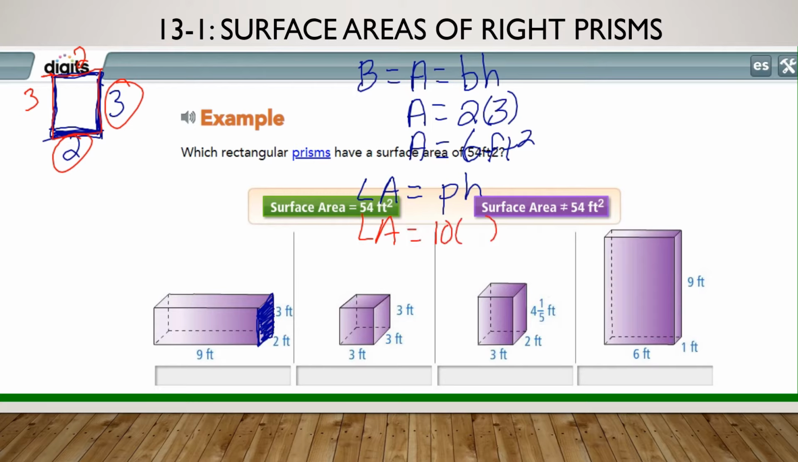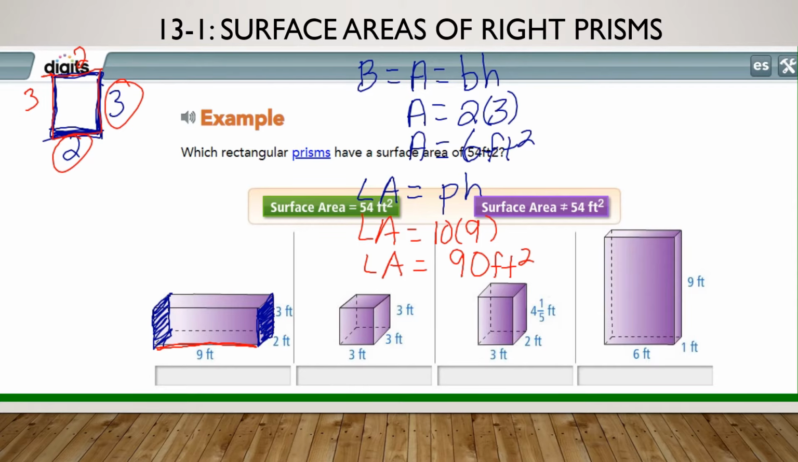Now the height of the prism, we have to think about the distance between the two bases. So here's our other base. What is the distance between those two bases? Well, if we look here, in this case, it will be 9. So then we have to do 10 times 9, which is 90, and we know that's feet squared.